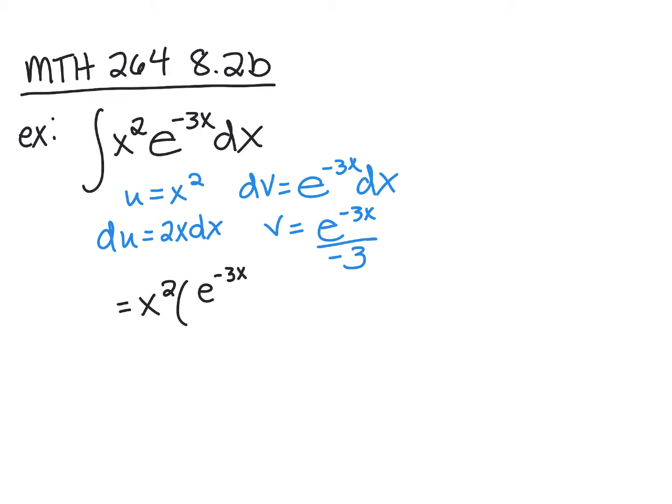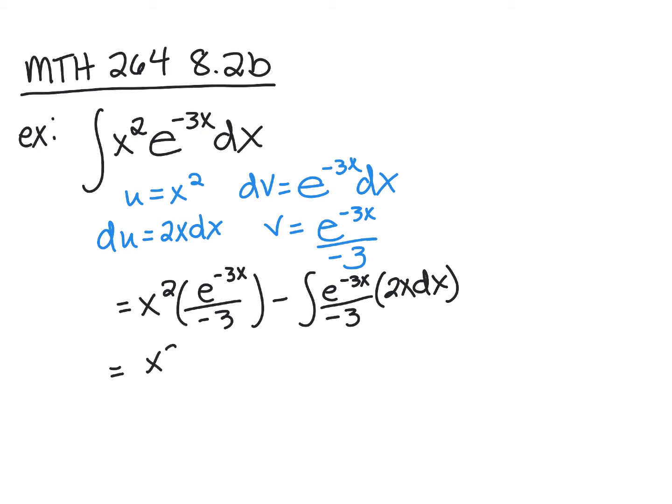This is u times v minus the integral of v, just copy it, du is 2x dx. Now notice I can factor out the minus and make that a plus and factor out 2 over 3. The first term, just copy, copy, copy. And then minus a negative 2/3 integral.